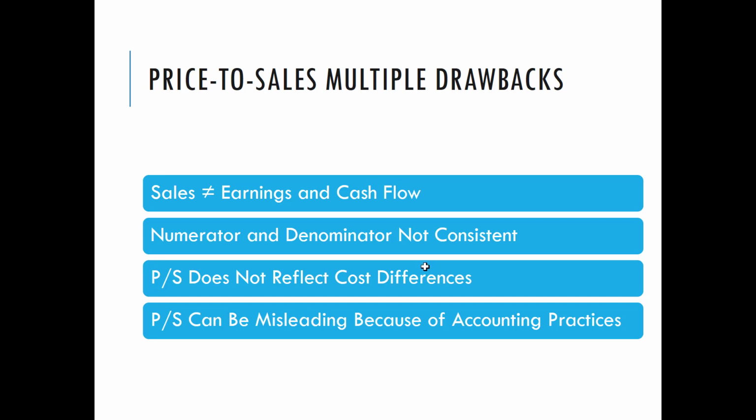So can anybody think of why these are not consistent? So why is price and sales different? There's no bad guess here. All right, so no guesses.